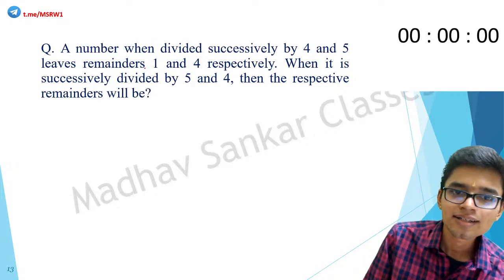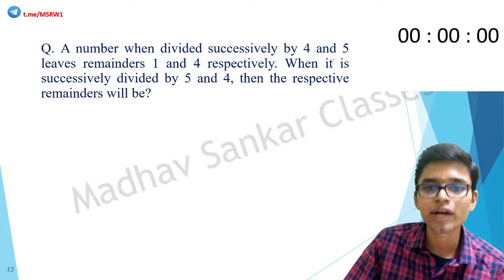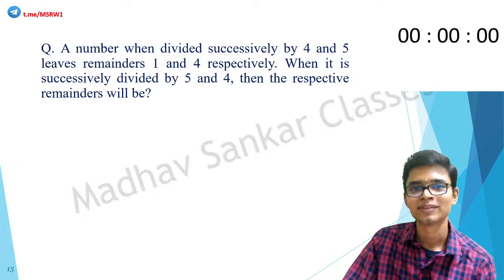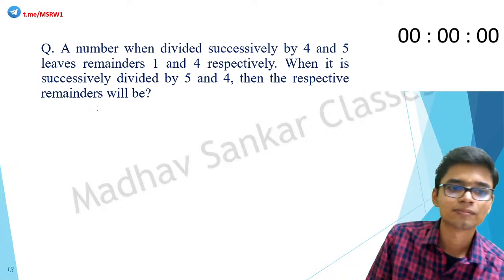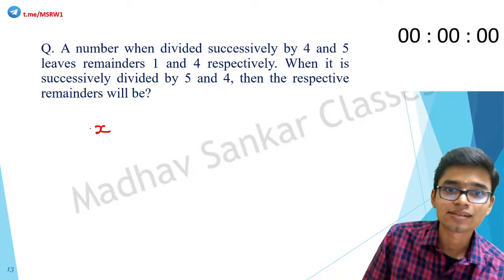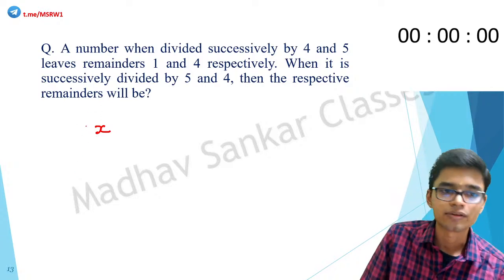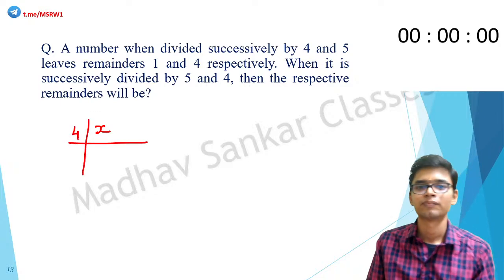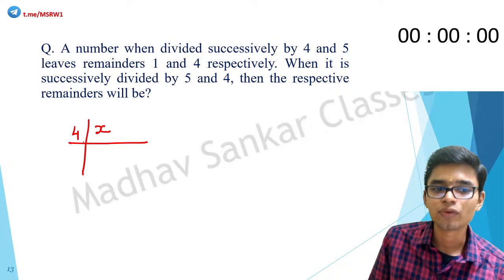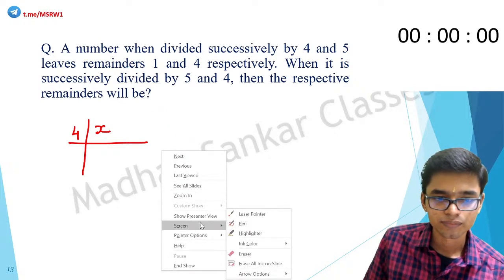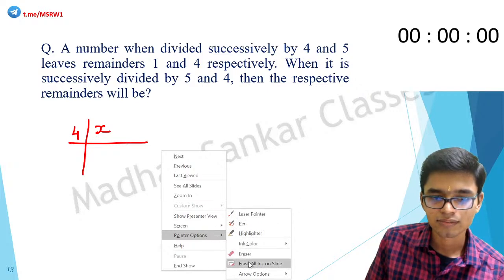Okay, this is how we do it. A number when divided successively by 4 and 5 leaves remainders 1 and 4 respectively. That is what it's saying. Let the number be x. We are going to divide x successively by 4 and 5. So let's divide x by 4 first. Let me make it a bit easier for you to understand.